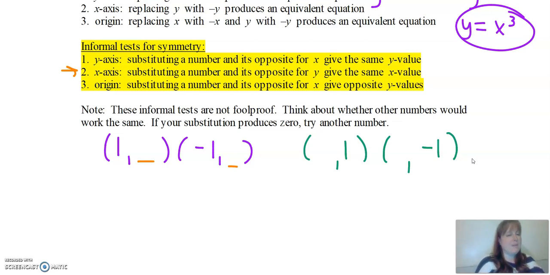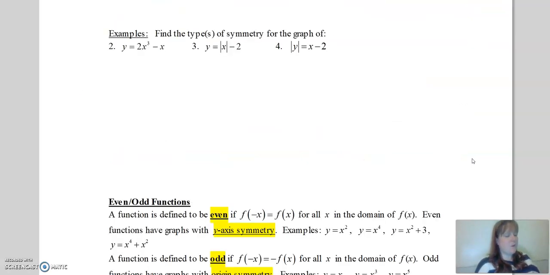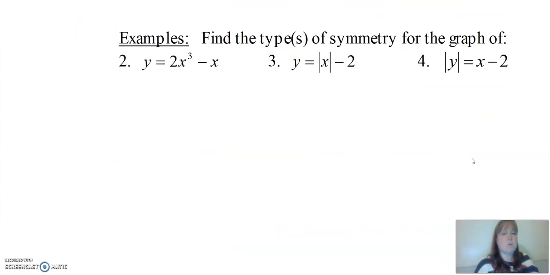Okay, so let's practice a few. First, let's figure out what type of symmetry this has. Let's do our informal proof first, and then we'll do the formal one. The informal proof sometimes doesn't work, because sometimes you pick a number that makes you think you have symmetry when you really don't. So you pick 1 and it happens to come out perfect, but then you pick 2 and it doesn't. It has to come out perfect for every single number or it doesn't have symmetry.